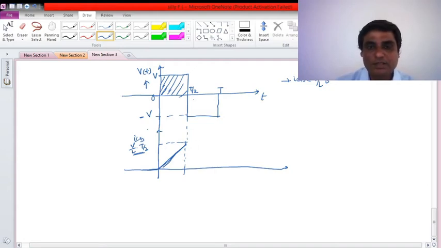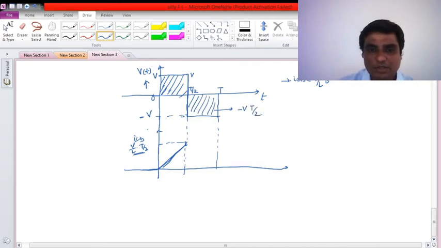Then what next? At t equal to T by 2, I am switching again, and the voltage will immediately drop from plus V to minus V. In this situation, what is the behavior of current through the inductor? At the instant of switching, the current will not change, it will remain for some duration of time. And again here, how much is the volt-second, or the area under the curve? Again it is minus V into T by 2.